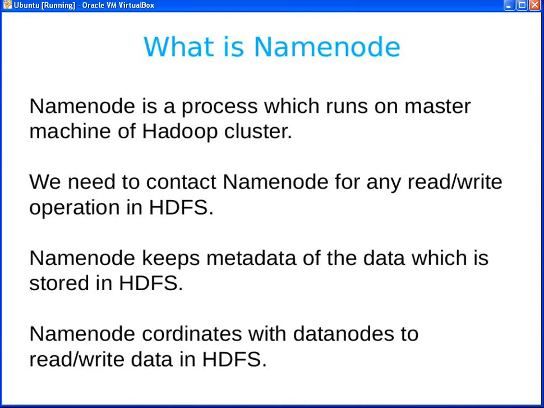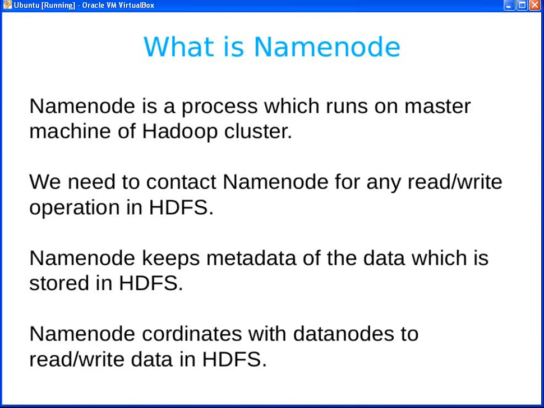We need to contact Namenode for any read or write operation in HDFS. We know that Namenode neither participates in storage nor participates in processing. Our data is distributed among slave machines, and our slave machines participate in the processing of our data. But still we need to go through Namenode only. As a user, we cannot interact directly with slave machines. We have to interact with only the Namenode, and after that Namenode's duty is to interact with slave machines. So that's why we have a lot of dependency on Namenode.